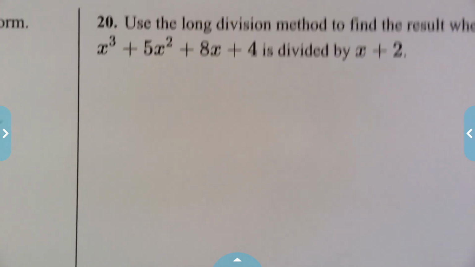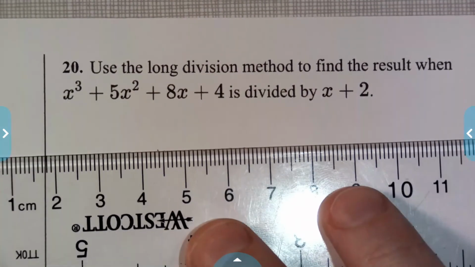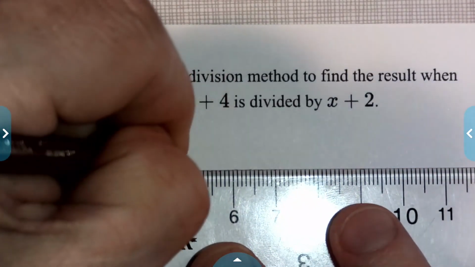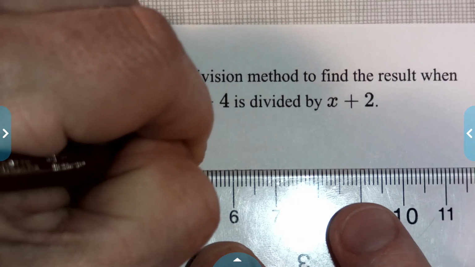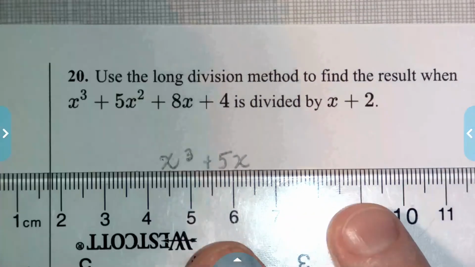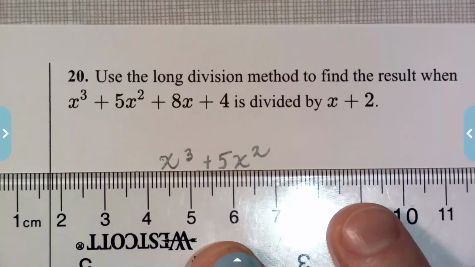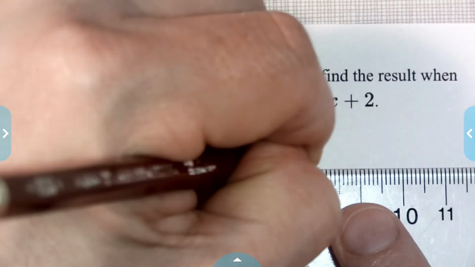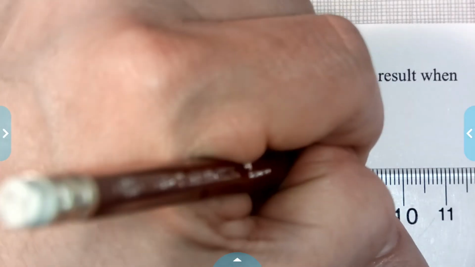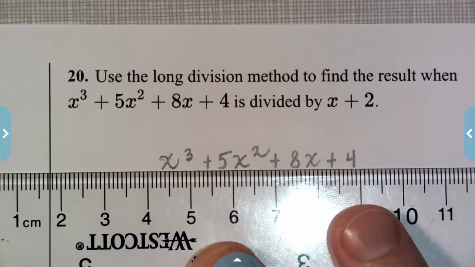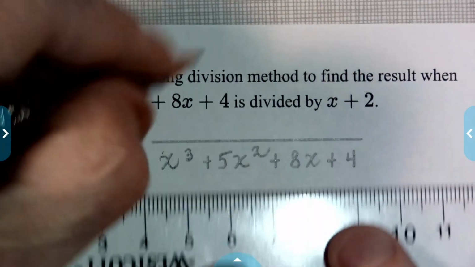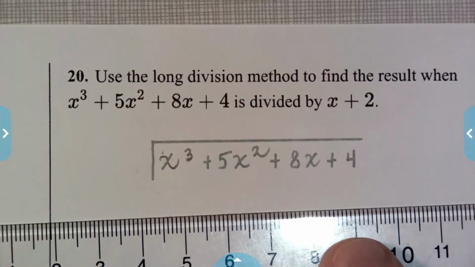All right, so now we're on to number 20. Second to last problem. And we're going to divide x cubed plus 5x squared plus 8x plus 4. We're going to divide all of that by x plus 2.